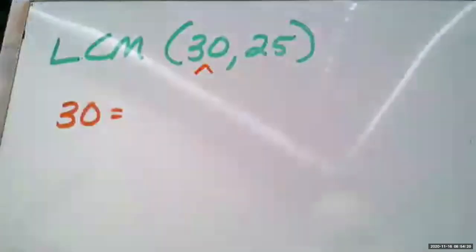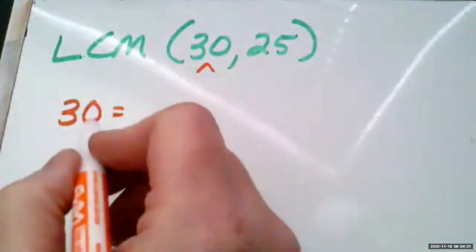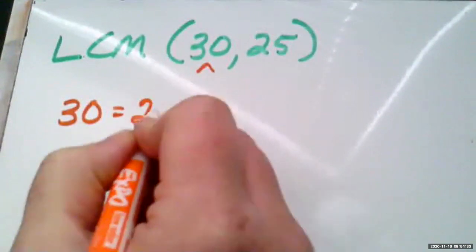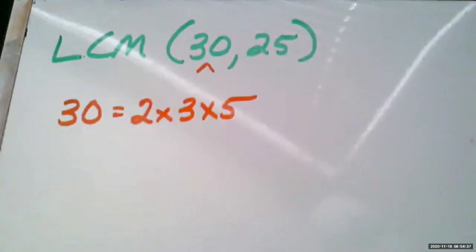There you go, break it down. So there you go, now it's coming in. Prime factorization of 30. Yep, prime factorization of 30 is 2 times 3 times 5.